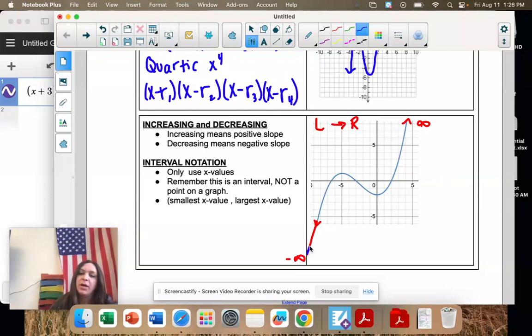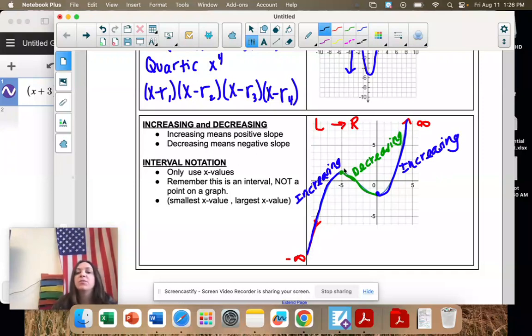So look at what happens when I move left to right. Is my line going up or down? It's going up. That means I'm increasing right here. It's positive slope. And then I switch. Then I start to go down. Down, down, down, down. That means right here, where my pen's going down, I'm decreasing. And then I switch again. Then I start going up, up, up, up, up, and I'm increasing.